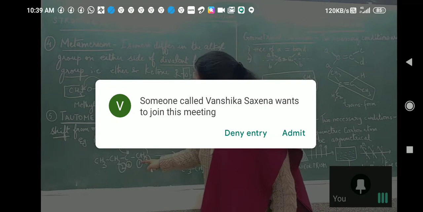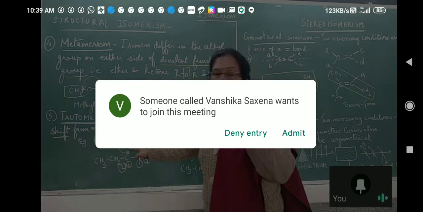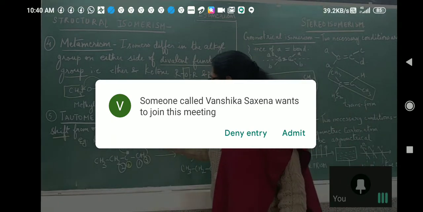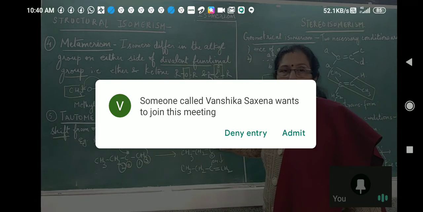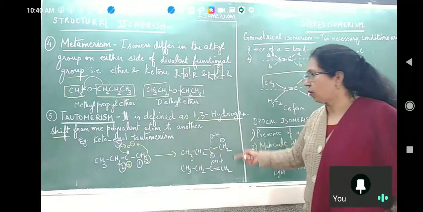Carbon is polyvalent and oxygen is also polyvalent. It is having valency more than 1. So it is a 1,3 hydrogen shift from one polyvalent atom to the other. Is that clear? This is known as keto-enol tautomerism.